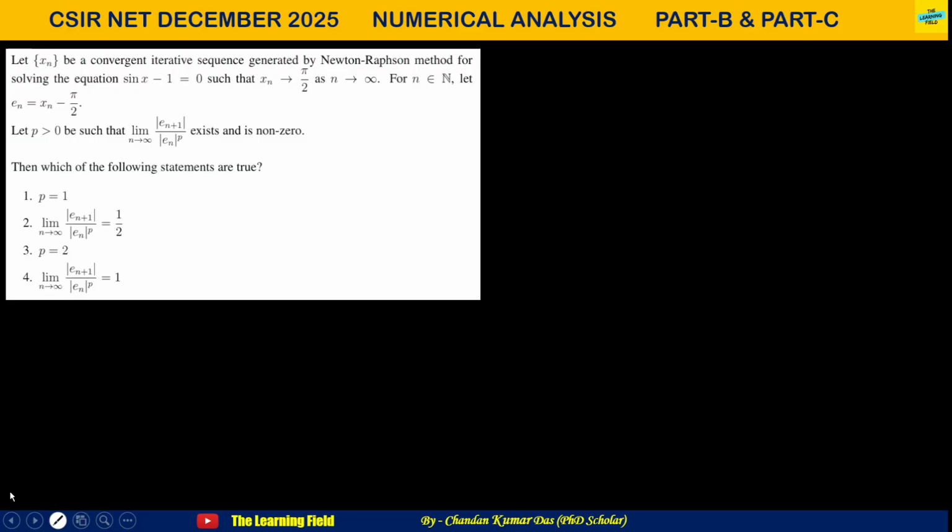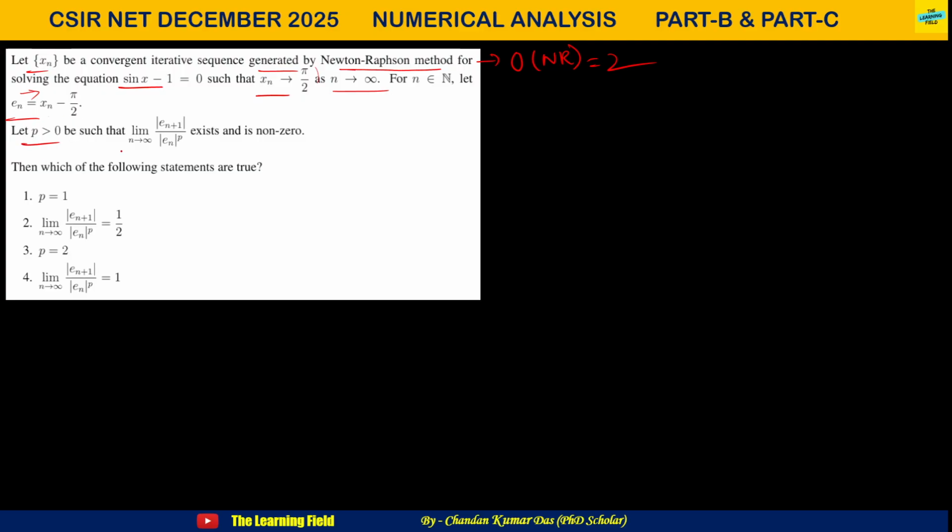Next question. So this question is based on what? The question says: let xn be the convergent iterative sequence generated by the Newton-Raphson method. What is the order of convergence of the Newton-Raphson method? We know that it is 2. For solving the equation sin x minus 1 equal to 0 such that xn tends to pi by 2, that means this sequence xn converges to pi by 2 as n tends to infinity. For n belonging to N, en equals xn minus pi by 2. That means en is the error sequence, that is xn minus pi by 2.